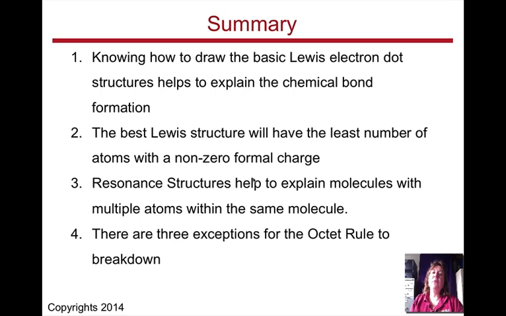So the summary for our unit that we've just completed is: 1, we know how to draw basic Lewis electron dot structures, and it helps to explain the chemical bond formation. 2, the best Lewis structure will have the least number of atoms with non-zero formal charge. 3, resonance structures help to explain molecules with multiple equivalent bonds within the same molecule. And there are 3 exceptions to the octet rule.